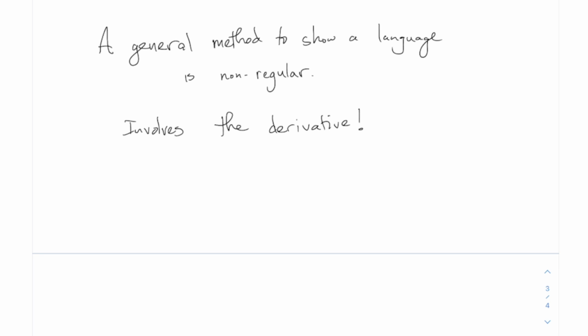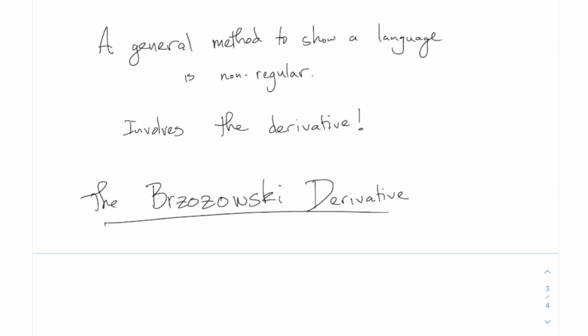Specifically, the name for this special type of derivative, which is used when you're talking about alphabets and languages, is called, I want to make sure I spell it right, B-R-Z-O-Z-O-W-S-K-I. It's this kind of derivative. This is what they'll say in the club. They'll say, the derivative, what? Well, no, not the derivative from calculus. The Brzozowski derivative, something like that.